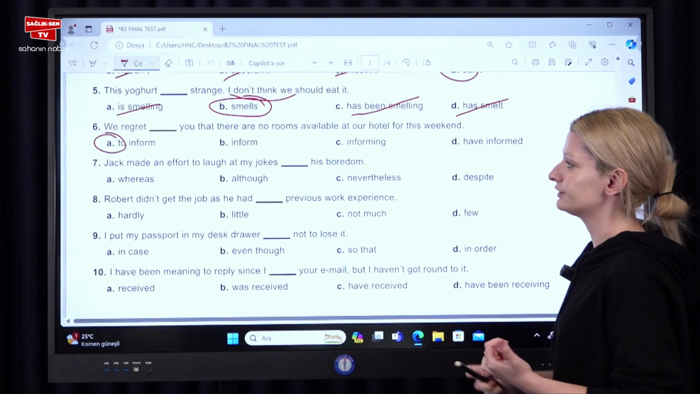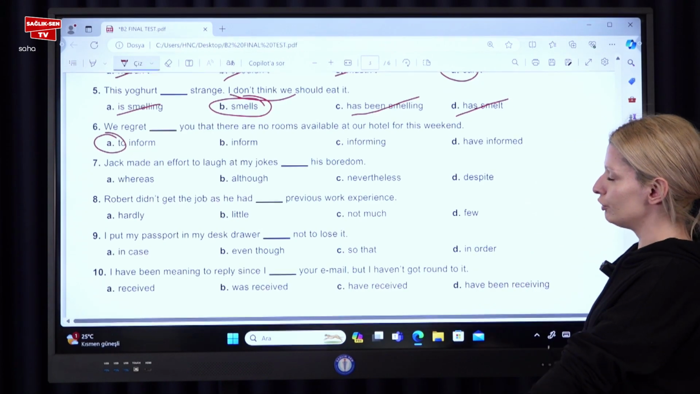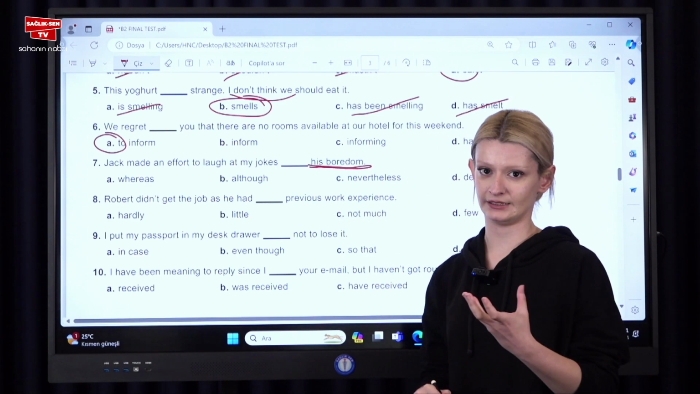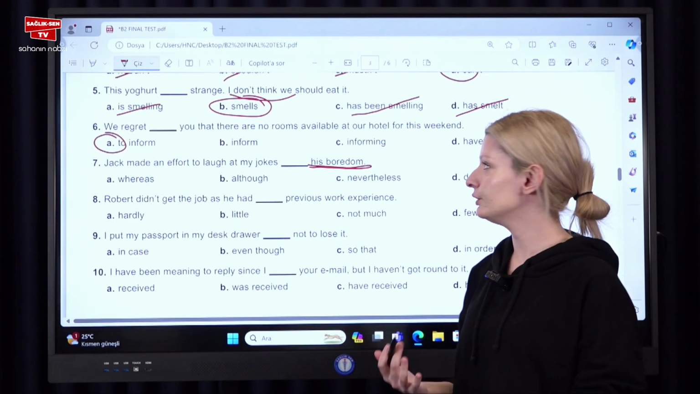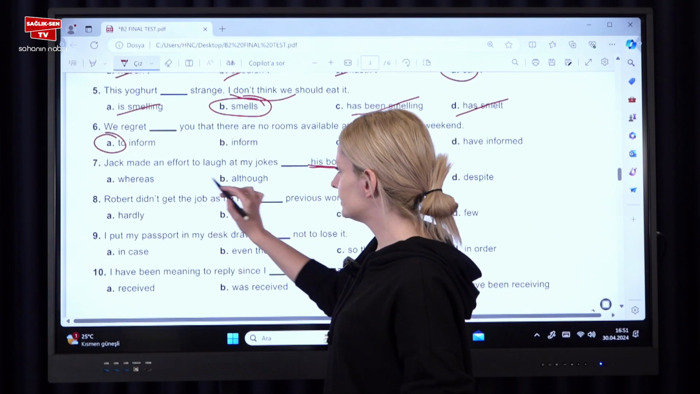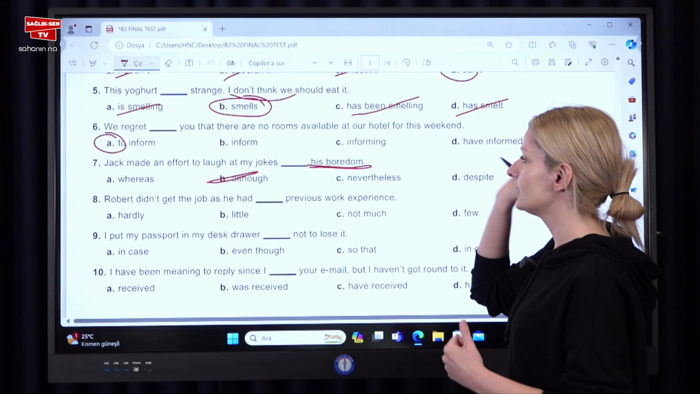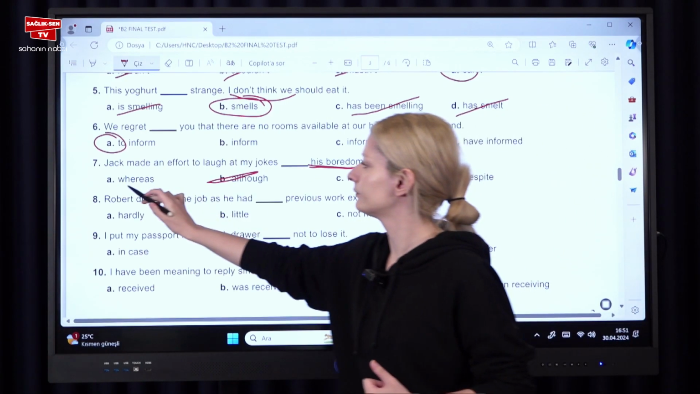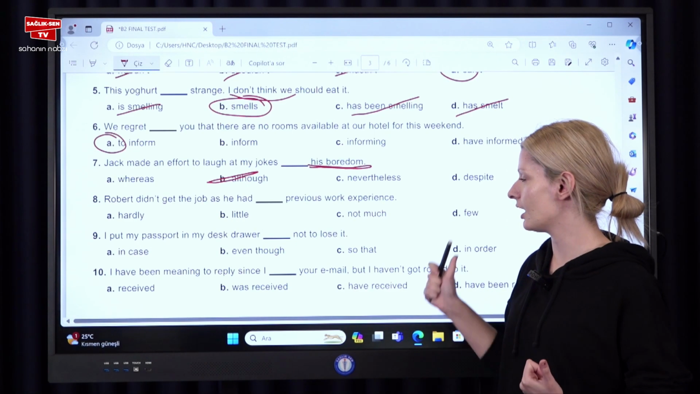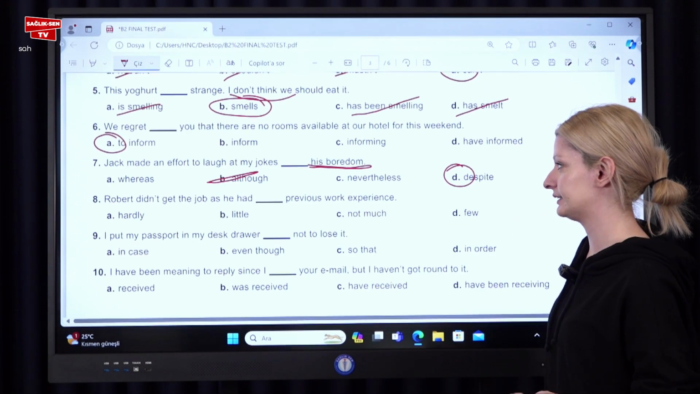"Jack made an effort to laugh at my jokes blah blah his boredom." You can see that here we don't have a full sentence. We're using a noun. So I cannot use although. I cannot use whereas. The only conjunction here I can use with a noun form is despite.